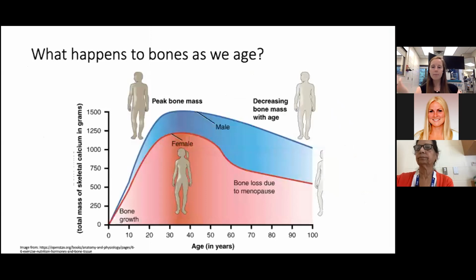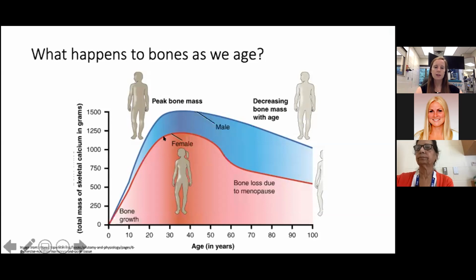Okay, so what happens to bones as we age? Well, as we age, you can see our age is down on the bottom of this graph, and the total bone mass, so how much bone we have, is up on the side. As we age, when we go from just a baby to all the way to around 20 to 30 years of age, our bone mass increases. We hit a peak bone mass of anywhere from 20 to 30 years of age, depending on whether we're male or female and some genetic factors.